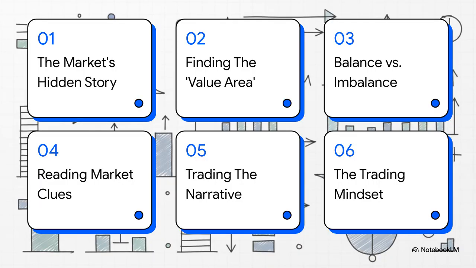So here's our game plan for breaking down Dalton's approach. We're going to start with the big idea, the market's hidden story. Then we'll get into the most important concept, finding the value area. After that, we'll dive into the two states the market is always in, balance versus imbalance. Then we'll get practical, showing you how to read the clues and trade the story of the day before we finish up with what might be the most critical piece of the puzzle, the right mindset.